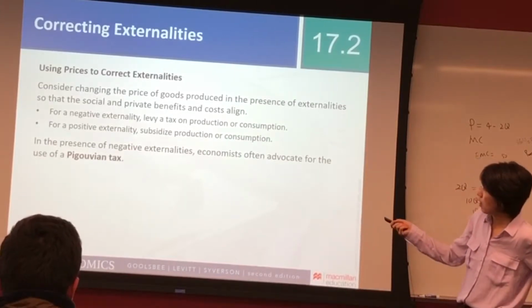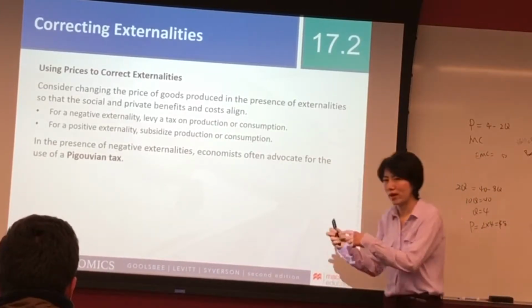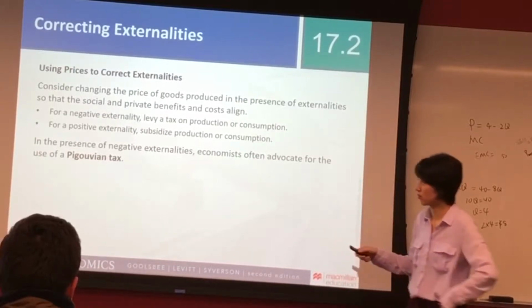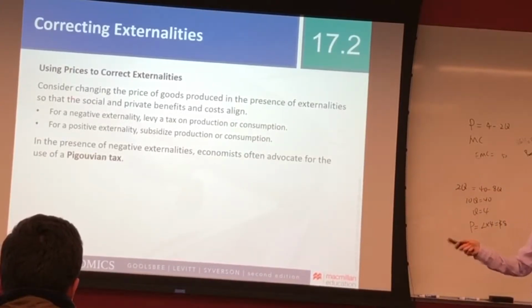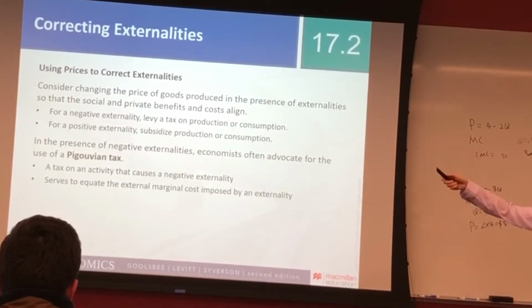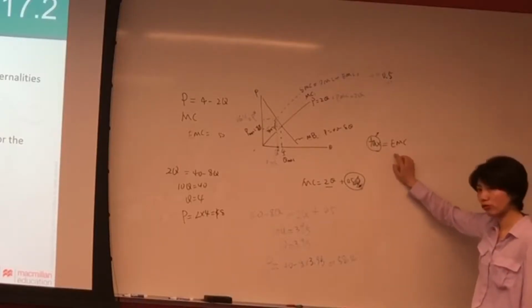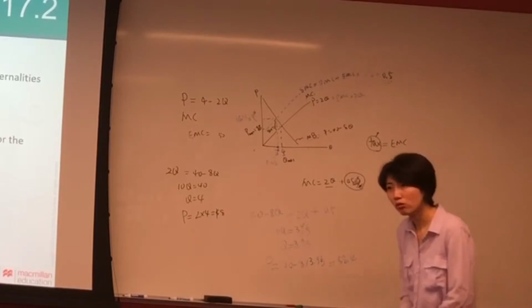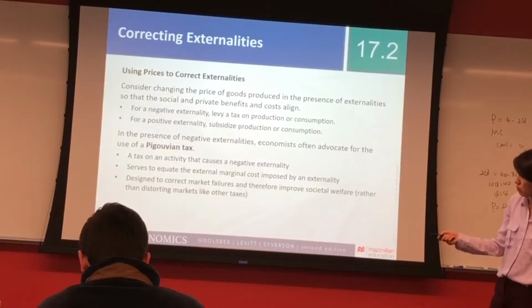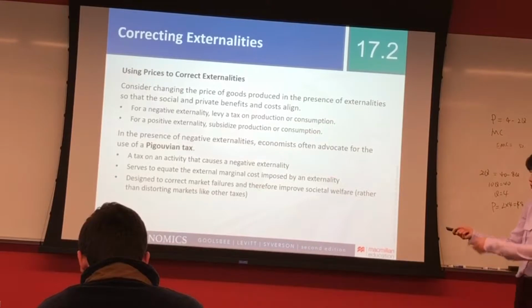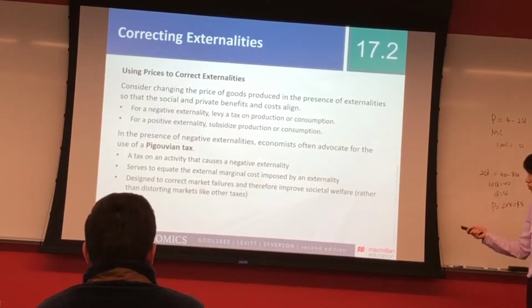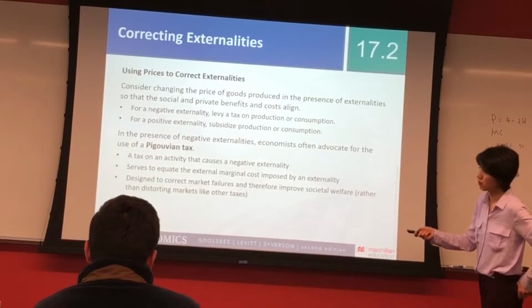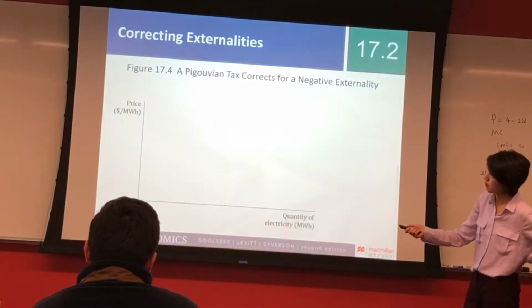Economists often advocate for the use of the Pigouvian tax to correct negative externalities. It is a tax on the activity that causes a negative externality, and it serves to equate the external marginal cost imposed by the externality: tax equal to external marginal cost. Otherwise, you cannot make the price and quantity equal to the socially optimal level. It is designed to correct market failures and therefore improve social welfare, rather than distorting the market like other taxes.